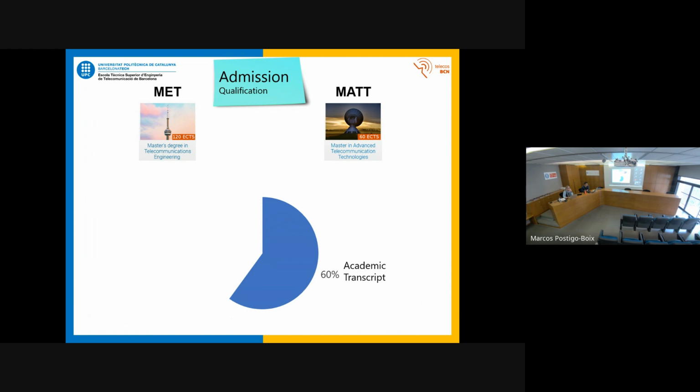Also, when you are admitted in the master, you will have a qualification that takes into account your academic transcript, the correspondence of the competences of your bachelor's degree to the competences of the master, and your curriculum vitae. This qualification is basically used to rank you and to provide you the order of enrollment.